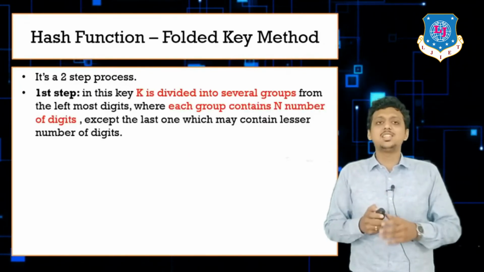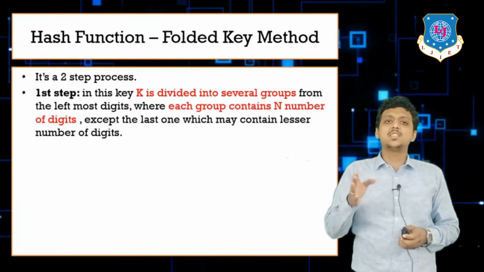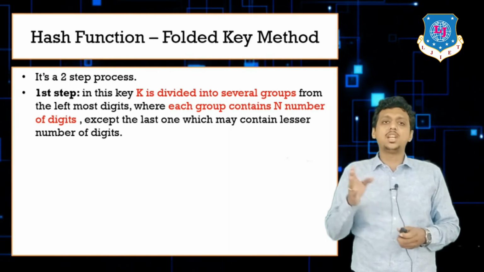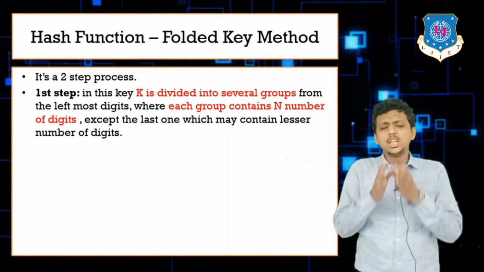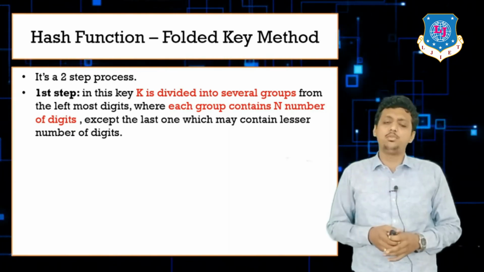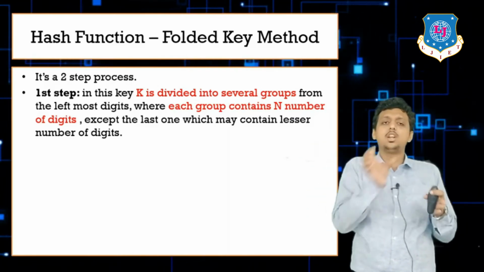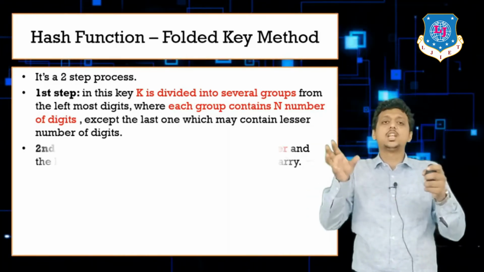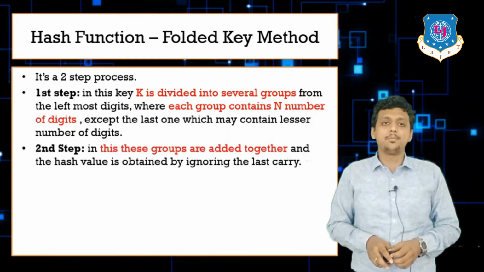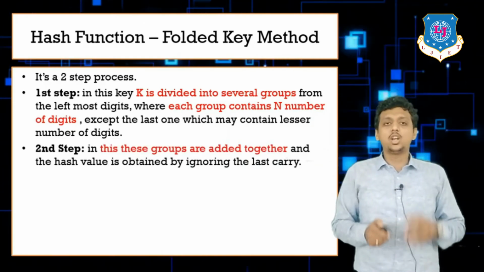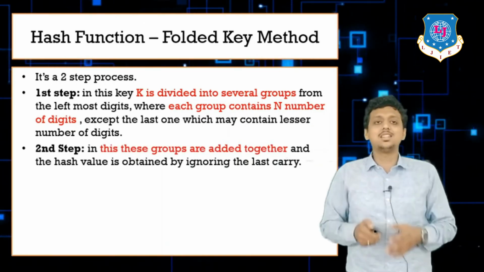Step number 1, that is, the key k is divided into several groups from the leftmost digit, where each group consists of n number of digits. So what you need to do is divide your whole key into several groups. After that you just need to add all of them. Okay, so let's understand how to divide them into groups.